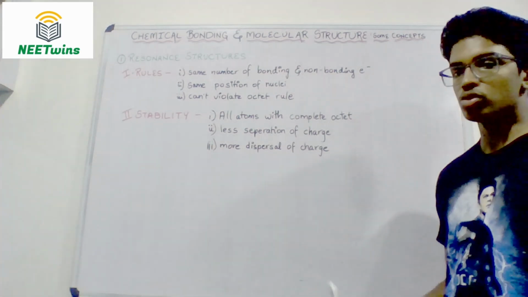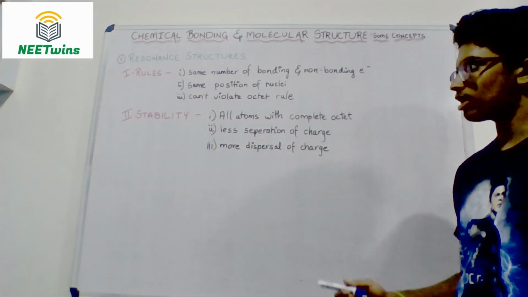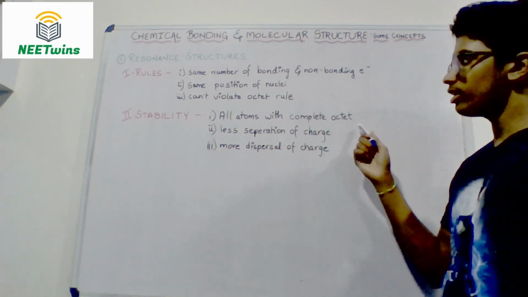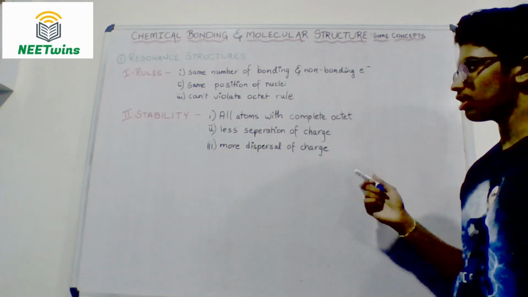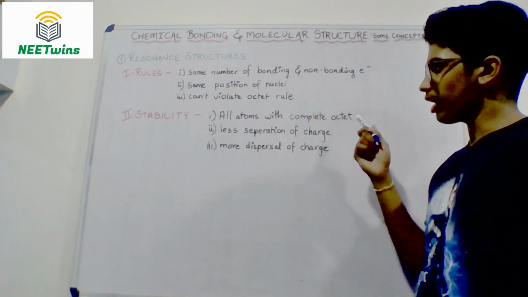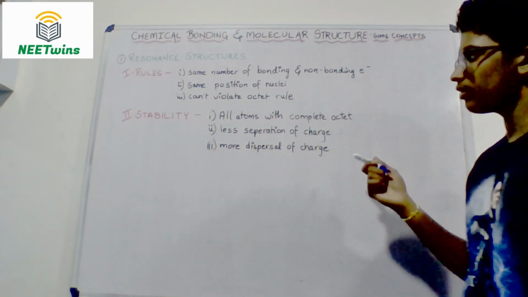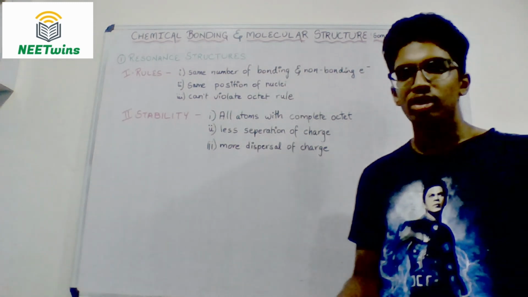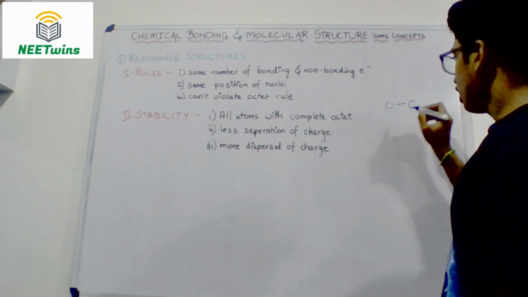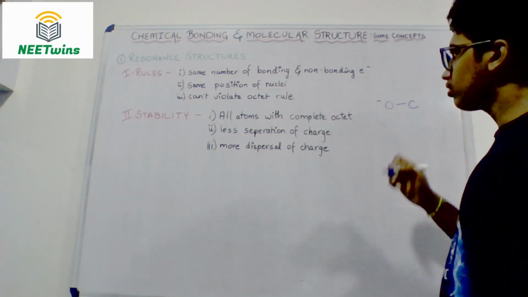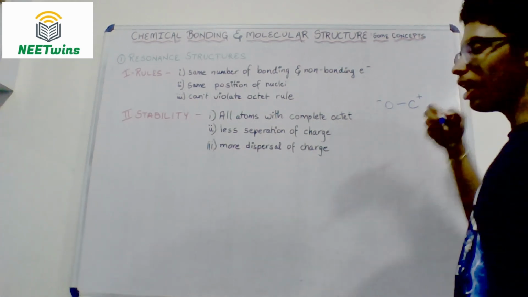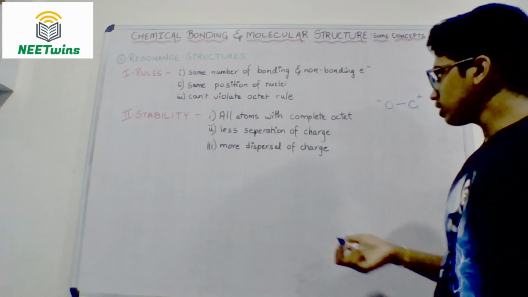So next, let's move to the stability. Among the given resonance structures, the most stable one is the one in which all atoms have a complete octet, there is less separation of charge and there is more dispersal of charge. Now you would be thinking that both these points mean the same, but actually they don't. Less separation of charge refers to the negative charge being present on the more electronegative atoms. Suppose there's a bond between oxygen and carbon. It's preferable that oxygen gets a negative charge if a negative charge has to be there, and carbon gets a positive charge. That's the more electropositive atom among the two getting the positive charge.